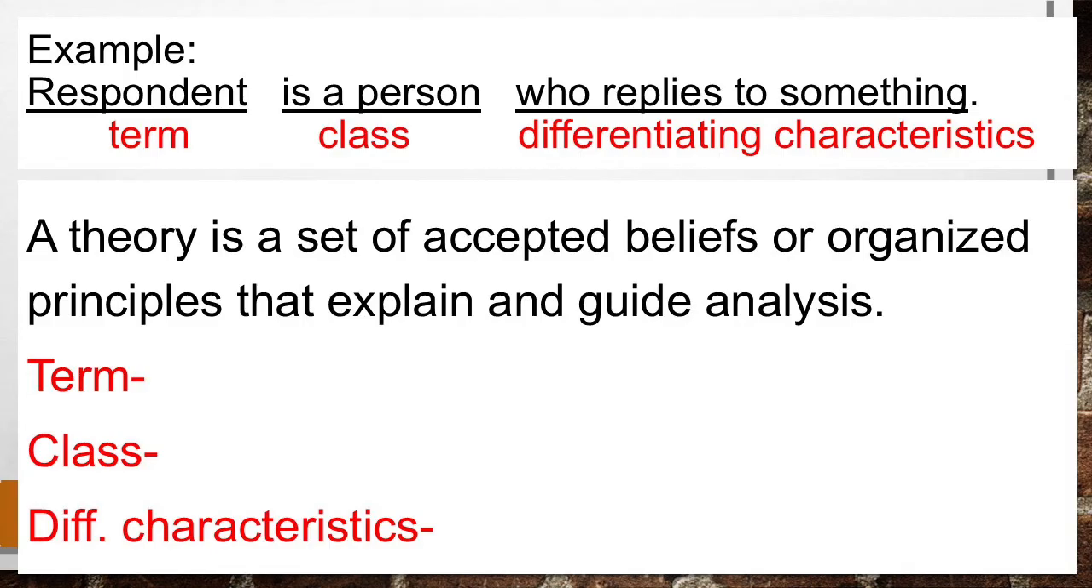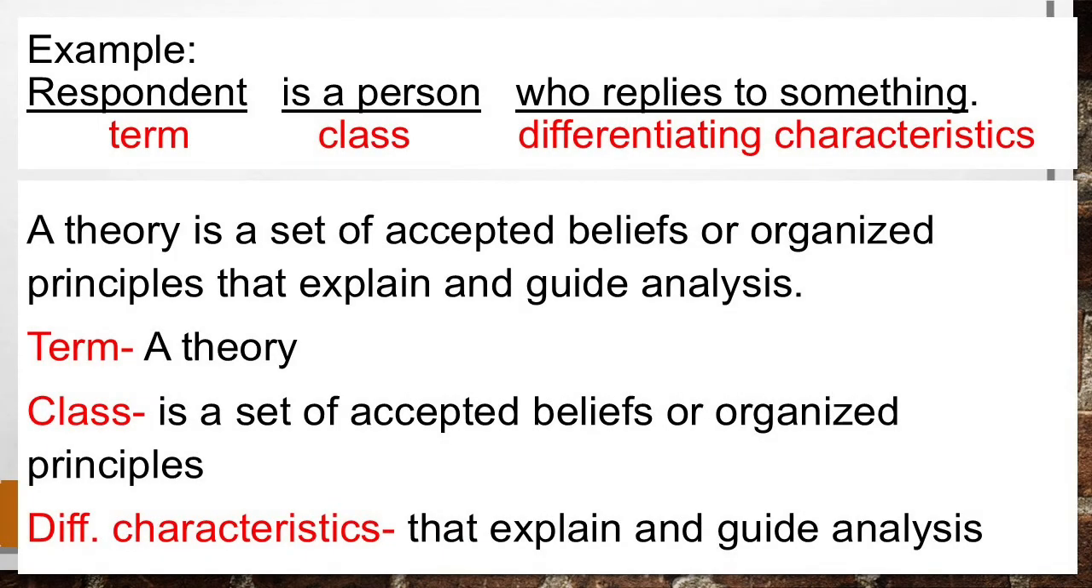A theory is a set of accepted beliefs or organized principles that explain and guide analysis. What you have to do is identify the term that is being defined, its class or classification, and the differentiating characteristic of the term that is being defined. And the answers are: for term, a theory; for class, a set of accepted beliefs or organized principles; and for differentiating characteristics, that explain and guide analysis.